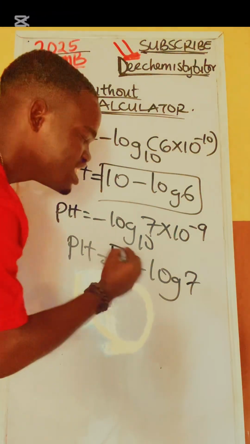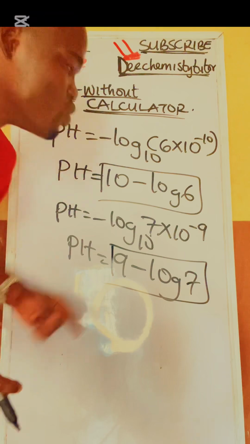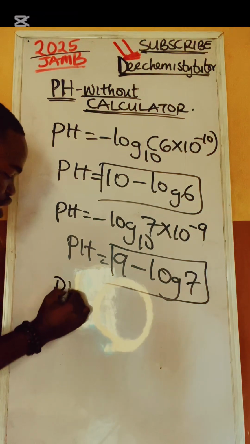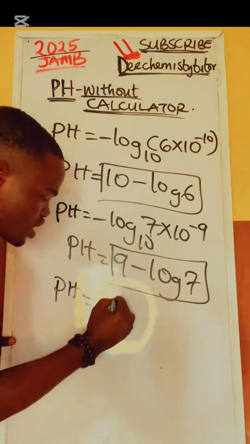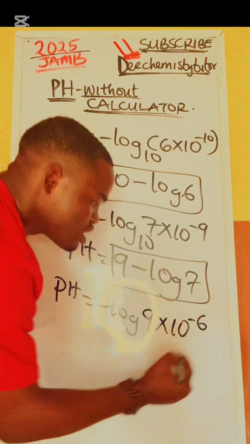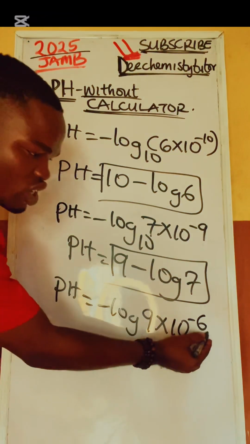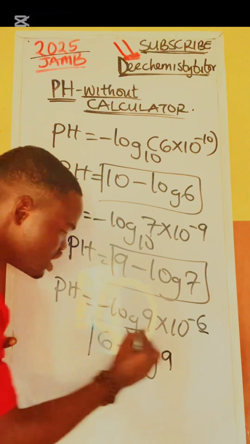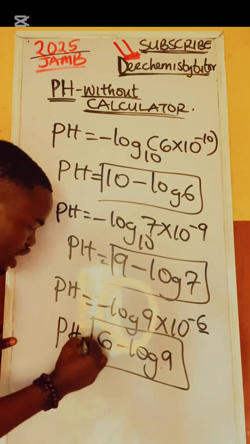Okay, it's very easy. You don't need to disturb yourself with all these standard forms. Let's say we have something like this. pH equals minus log of 9 times 10 raised to the power minus 6. What will be the answer? Just pick the 6 here. 6 minus log 9. Very easy. That's the answer.